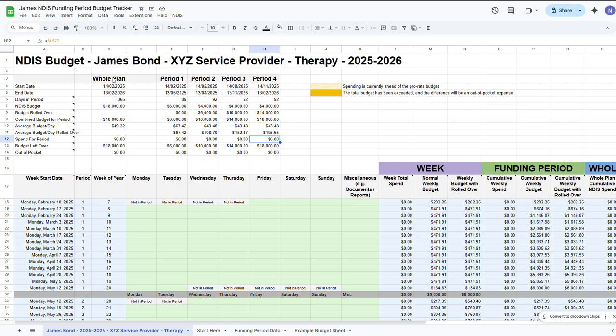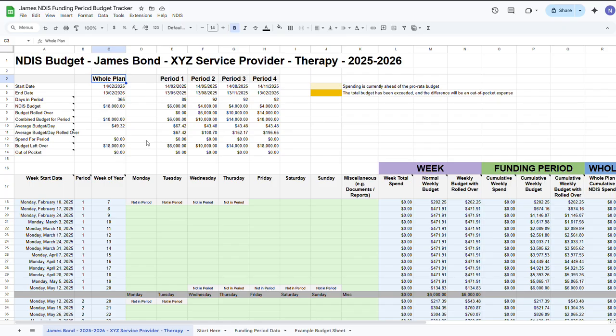Then, under the whole plan section, it will summarize what's happening with the entire plan, which is, I guess, periods 1 to 4 combined. So it's telling me the whole plan will be for a year. It will have 365 days. The total budget is $18,000, which is $6,000 plus $4,000 plus $4,000 plus $4,000. And it will tell me on average, it will be $49.32 per day. Currently I've got $18,000 left because I haven't spent anything, and I'm out of pocket nothing as well.